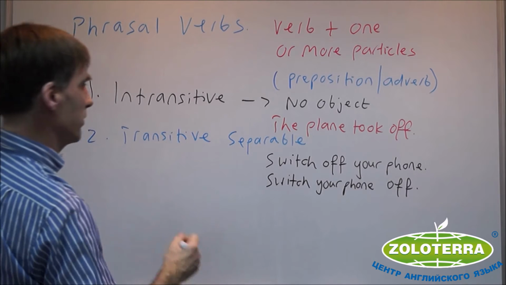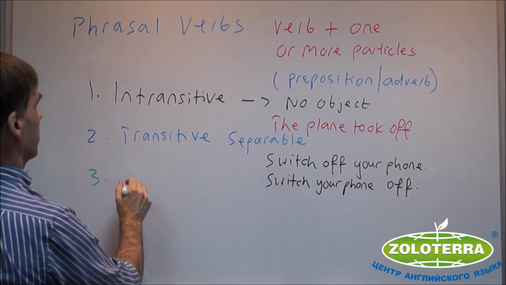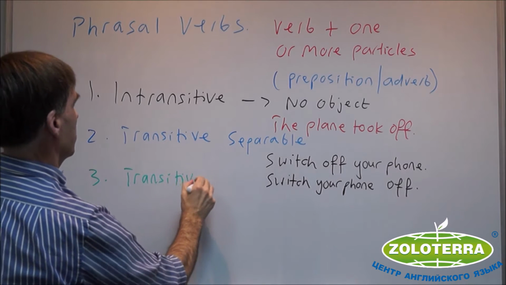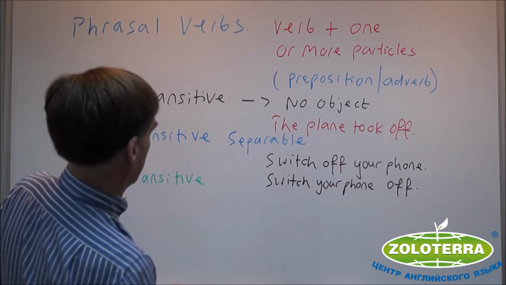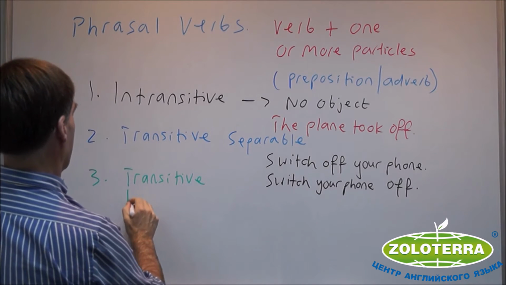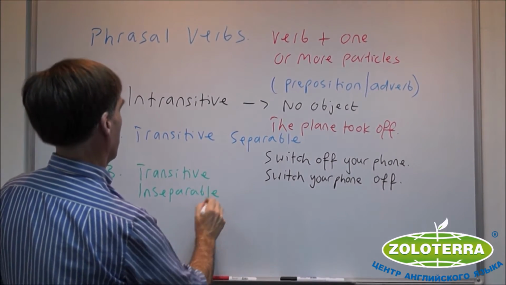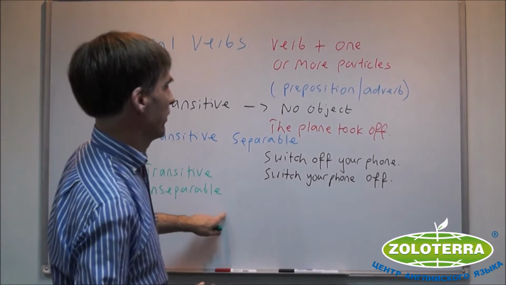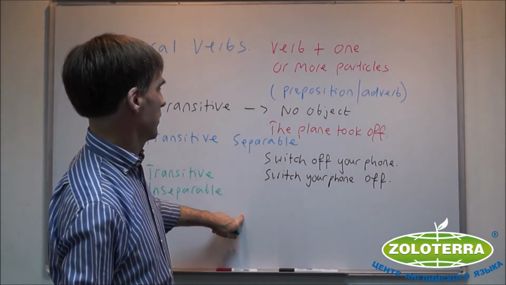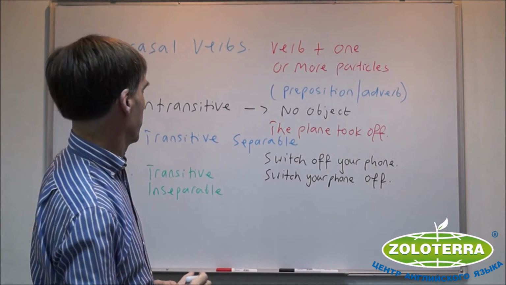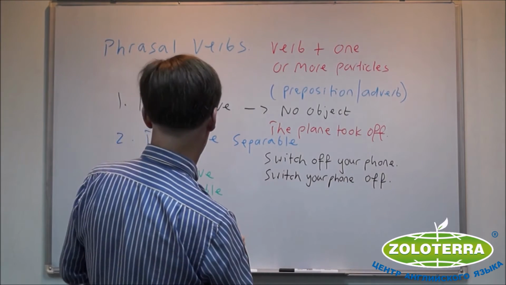A third type, let's choose a different colour, transitive, so it again has an object. Let me put it here. Inseparable. So the position of the object cannot be changed. It must be at the end of the verb and particle. Let's give you an example.